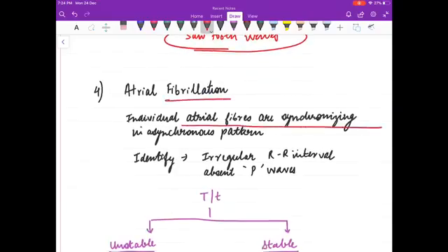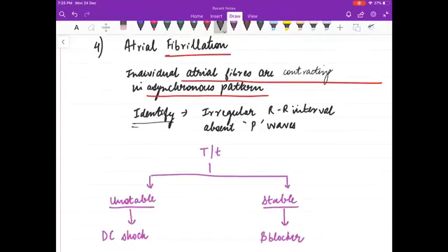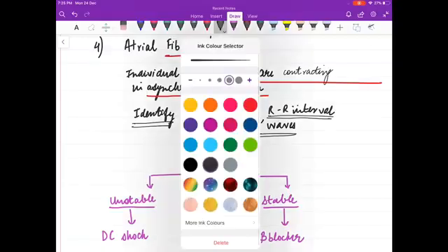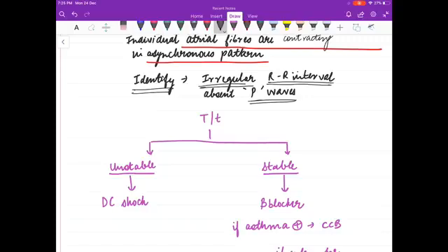Atrial fibrillation is due to individual atrial fibers contracting in an asynchronous pattern, sending signals in an asynchronous pattern. Okay, so you can identify it, it has a very characteristic ECG. You will find irregular RR interval and absent P waves, absent P waves and irregular RR interval.